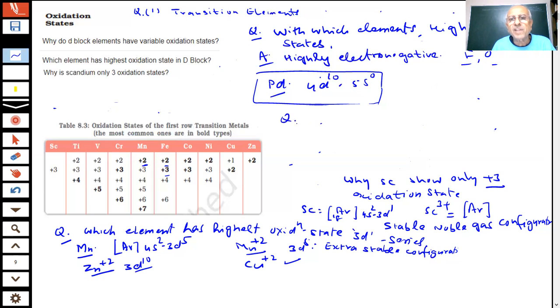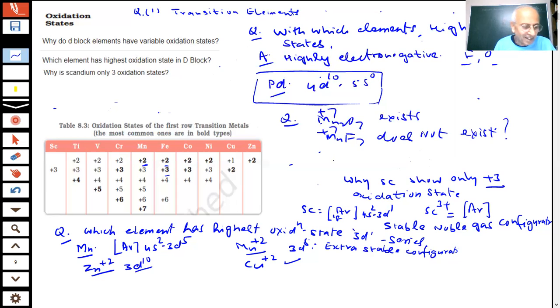And another question was that Mn2O7 exists, but MnF7 doesn't exist. Interesting that this is +7, this is also +7. Fluorine is a stronger oxidizing agent than oxygen.